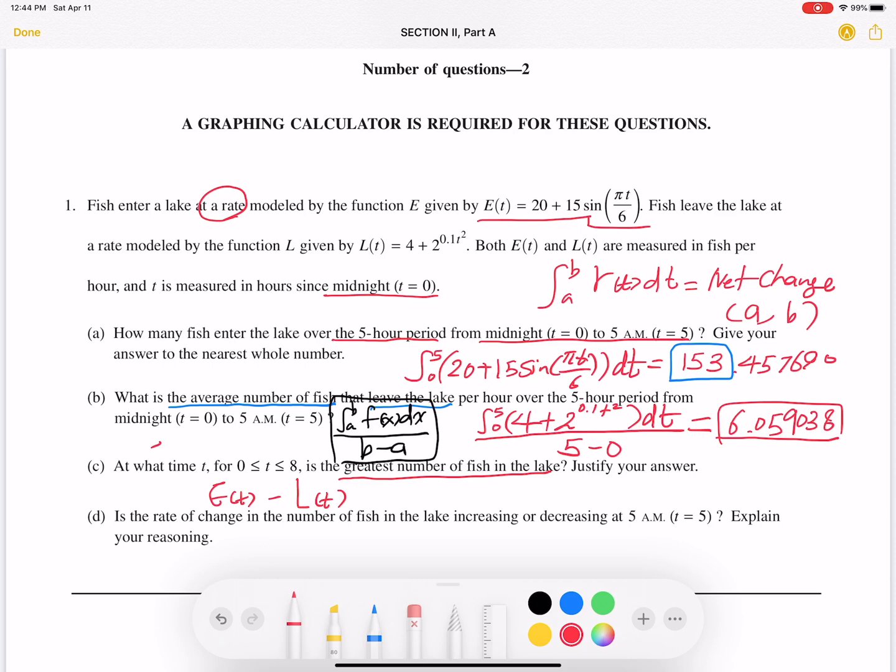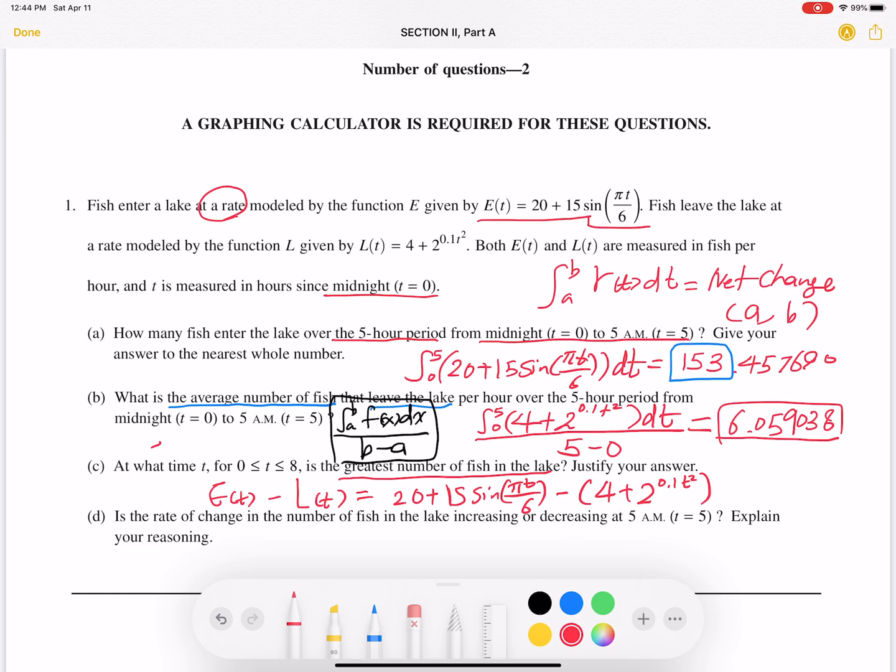So suppose 10 fish are entering the lake, and then 5 fish left. That means actually 5 fish are added in the lake, right? So E(t) minus L(t). Just find this function first. So it is 20 plus 15 sine(pi t over 6) minus, that is E(t) minus L(t), is 4 plus 2 to the 0.1 t squared.